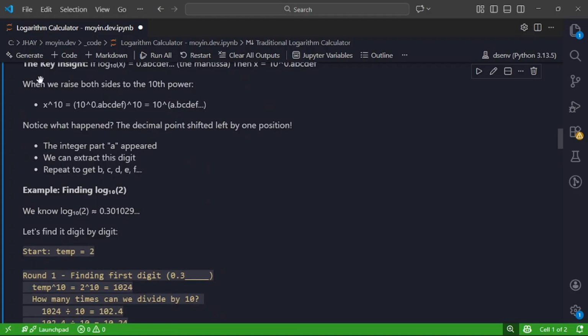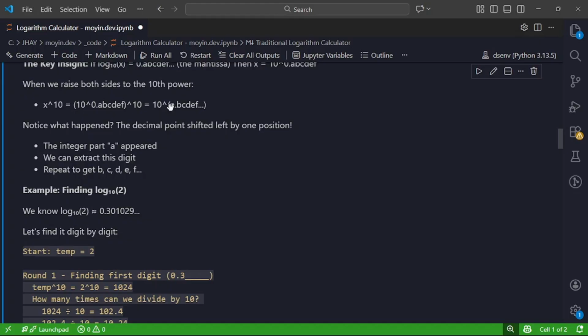Remember, we are raising both sides here to the power of 10. So X raised to the power of 10 is equal to 10 raised to the power of A.BCDEF. That tells us that this number, X raised to the power of 10, divided by 10, A times. Do you get?